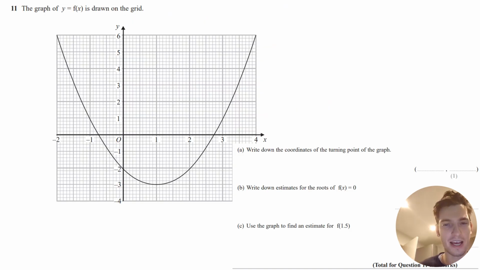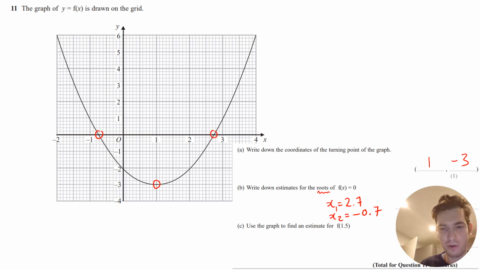Okay, I've got a graph here. Let's have a look. So write down the coordinates of the turning point. Okay, so the turning point is here, which is where the graph turns. So that is (1, -3). Write down estimates for the roots. Okay, so I've got to remember what the roots are. So the roots are where it hits the x-axis here. So circle it here and here. So my roots are going to be x is about 2.7, the first one. So call that x1. And then the second one is going to be minus 0.7. Just reading off the graph.